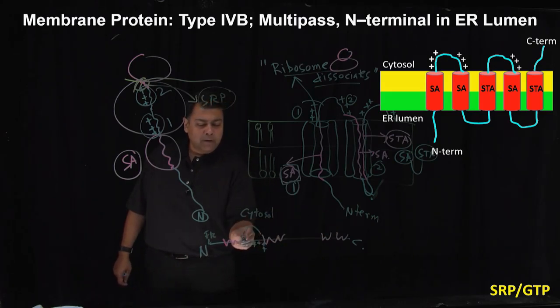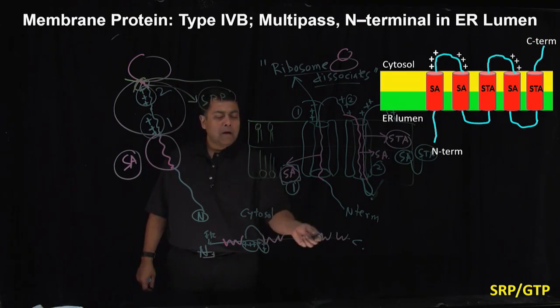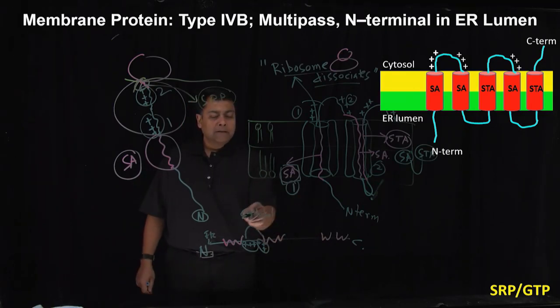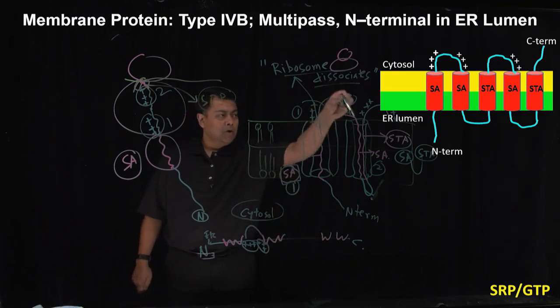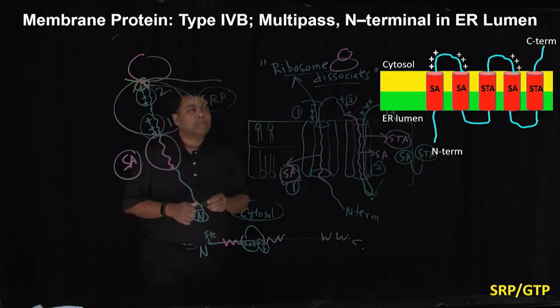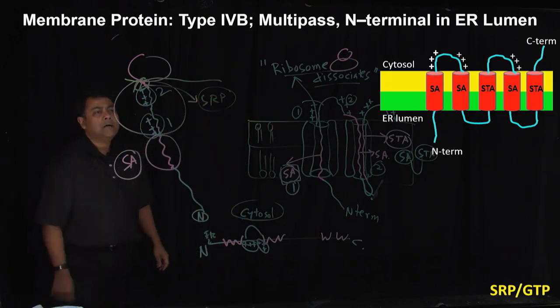So whenever you see a side of a SA or signal anchor sequence that has a plus sign, you know that that portion of the loop or the protein is going to be on the cytosolic side, because that is not going through the translocon. So this is how the type 4B is synthesized.